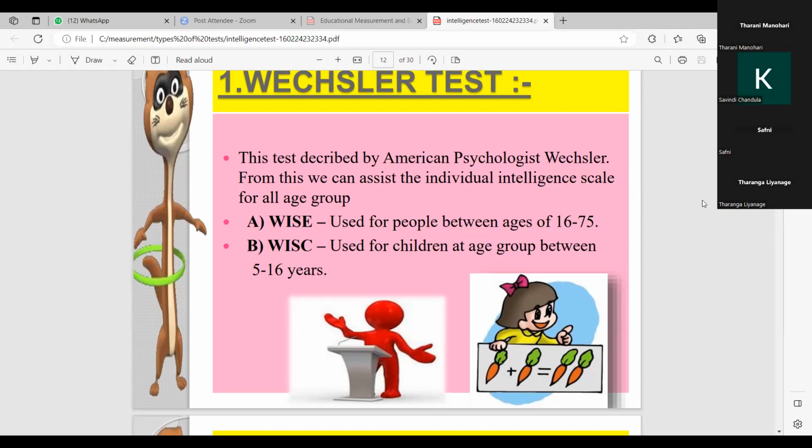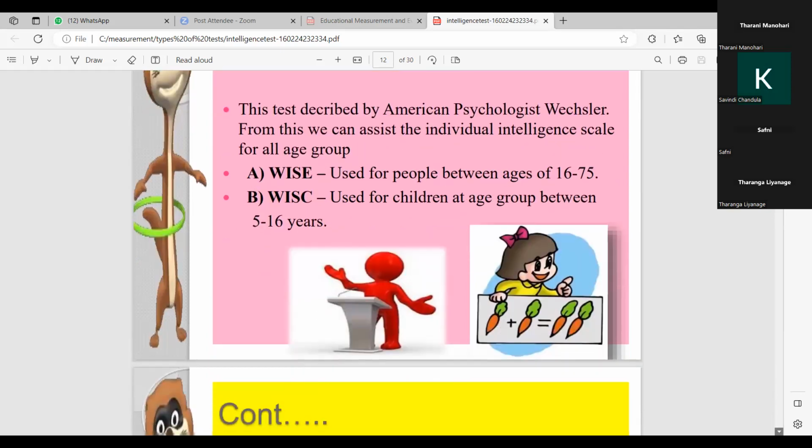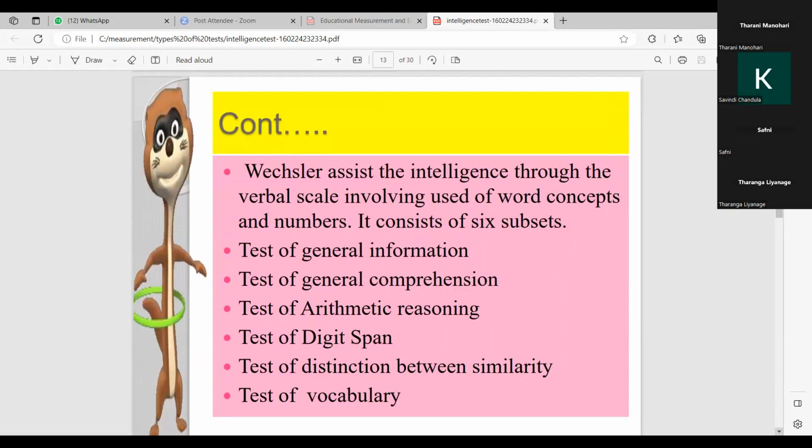For WISC, that is the children's test, the age is between 5 to 16. For about 5 to 7 years, there's a test for each 6 months. After that, it's annual. Wechsler assessed intelligence through the verbal scale involving the use of word concepts and numbers.